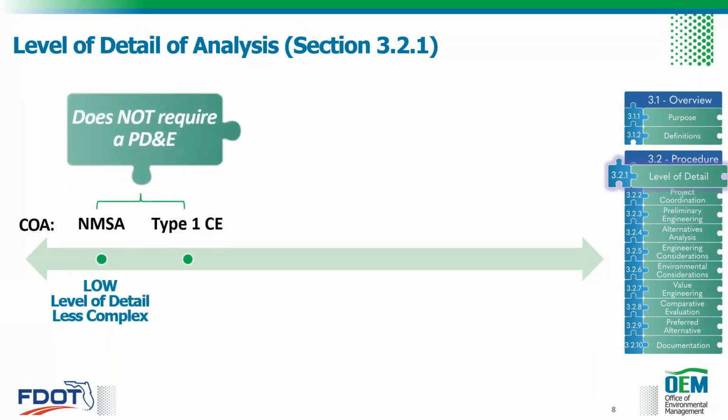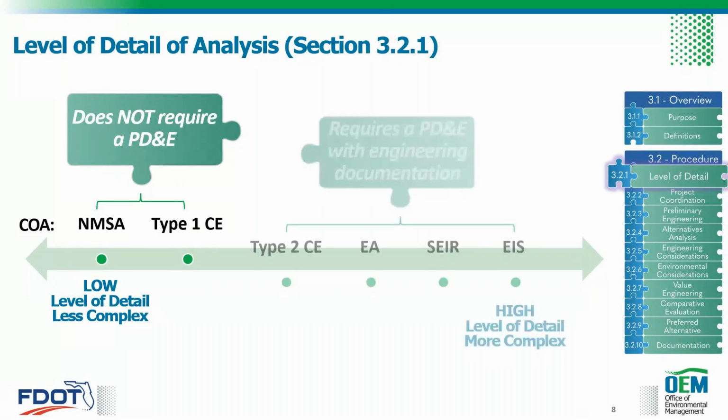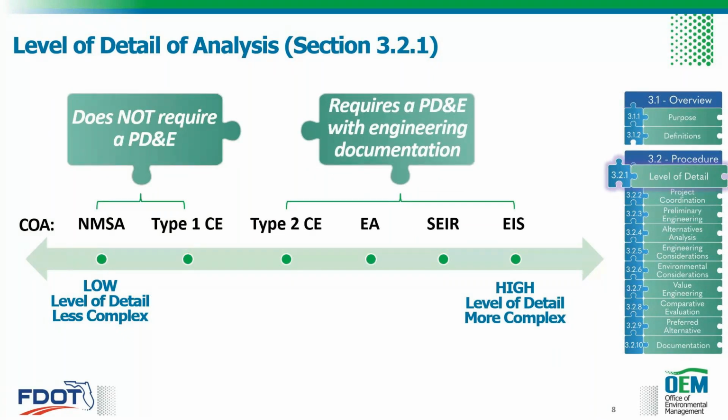Non-major state action, NMSA, and a type 1 categorical exclusion, CE, projects require a lesser level of analysis and do not require a PD&E study. On the other hand, a type 2 categorical exclusion, environmental assessment, environmental impact statement, and state environmental impact report, those projects require a more detailed level of analysis with engineering documentation.